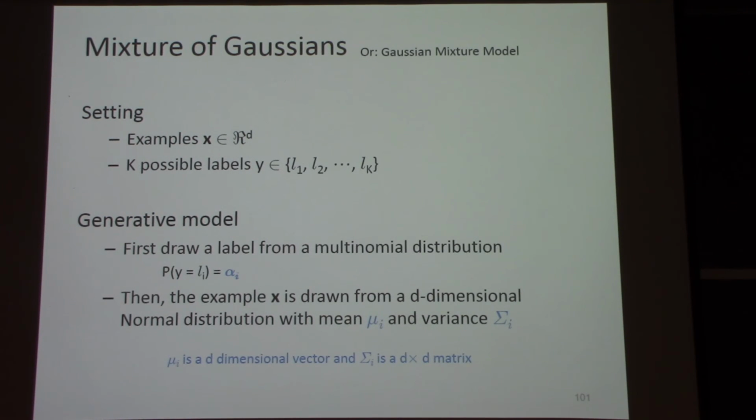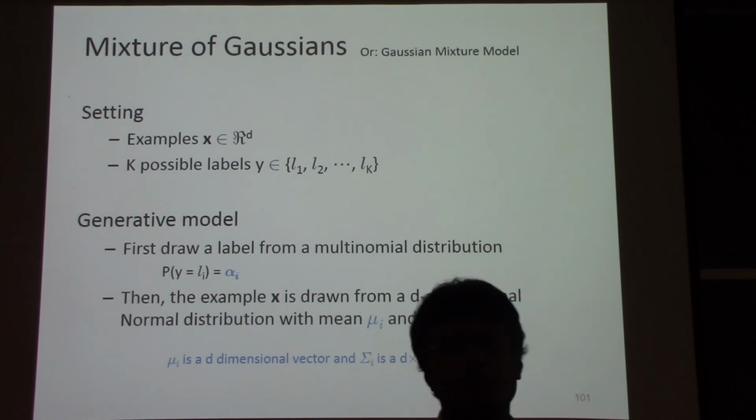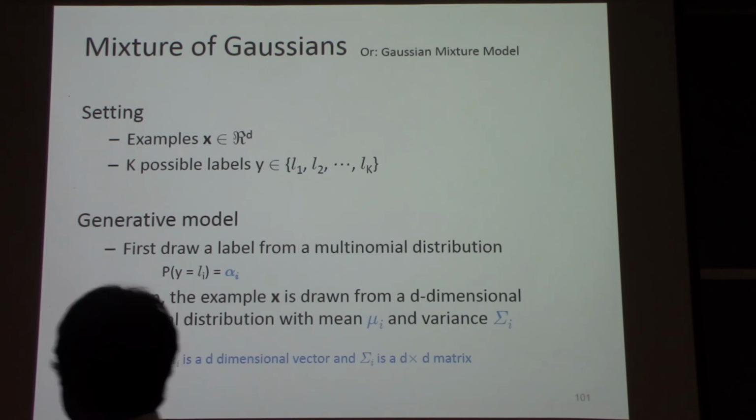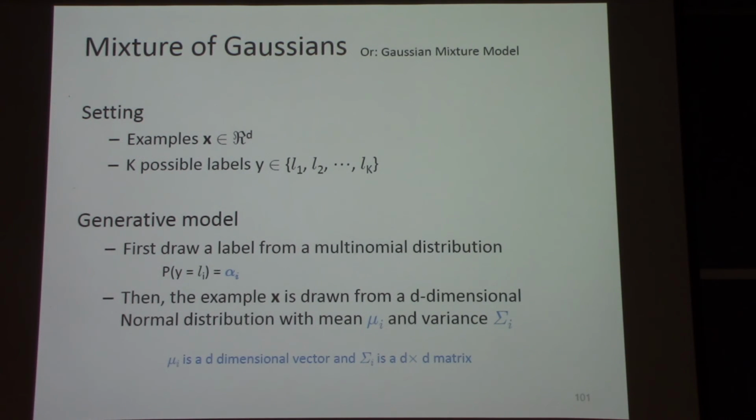But I'm going to quickly step through the instance of hard EM, mostly to tell you about a family of models that we have not seen before, a mixture of Gaussians, also called Gaussian mixture models. The generative model for this: examples in this space are inputs which are d-dimensional vectors, and instead of two labels, let's say we have k labels, multi-class.